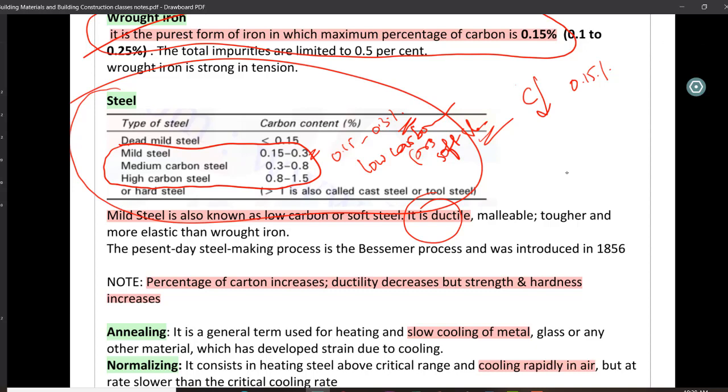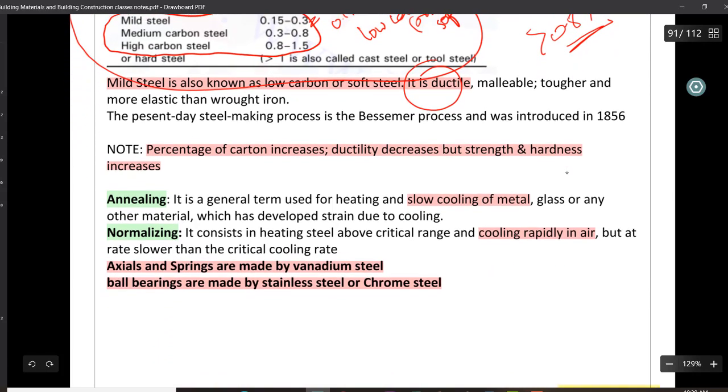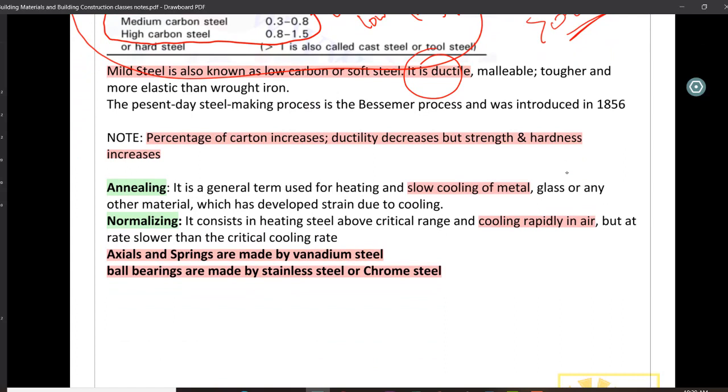If something has 0.3 to 0.8 percentage of carbon, then I will call it medium carbon steel. And if the carbon content is more than 0.8, remember, greater than 0.8, then I should call that steel high carbon steel. Okay, so I hope it is very clear. What is happening with respect to carbon?